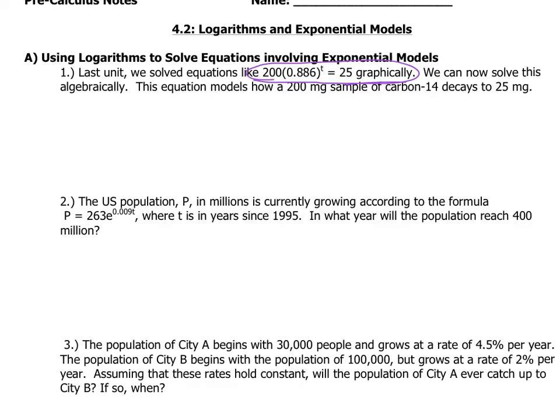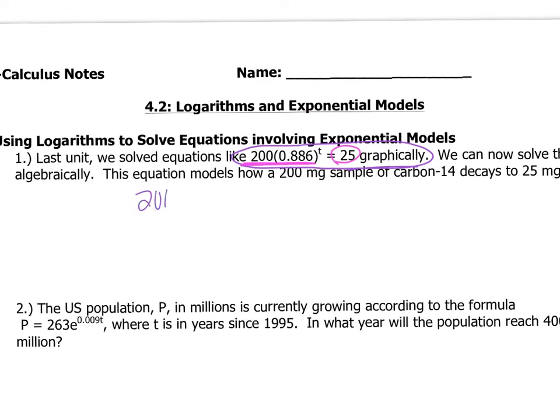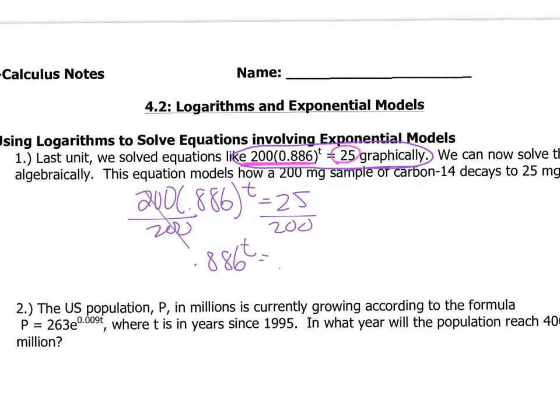So last unit we would have graphed the left-hand side as y1 and that 25 as y2 to see where they intersected. Now, however, we can solve this using logs. The first thing that I would do is isolate our exponential, so divide both sides by 200. That gives me 0.125. From there, take the log of both sides so that you can apply your power property.